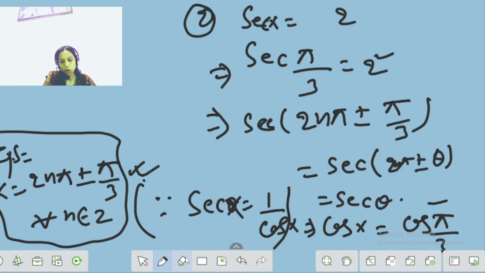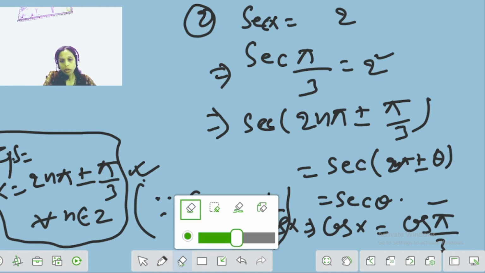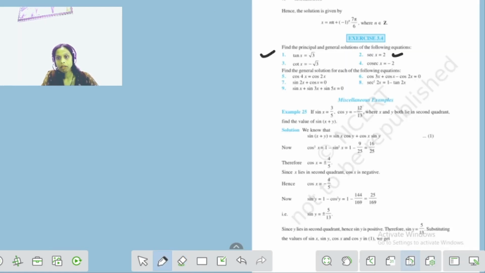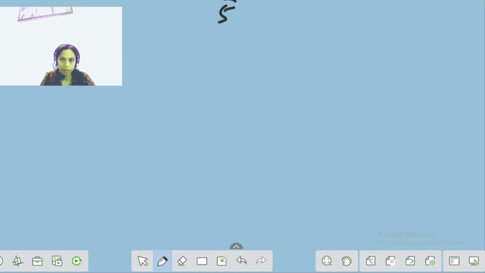Now come to our next question. What is the next one? See here. This one is very easy, this one also is easy. Like this you solve it. You have to generalize it in the form of 2n pi, and for a general solution you generalize for all integers. Like that we do, but question number 5 is a little bit different, so come to question number 5.